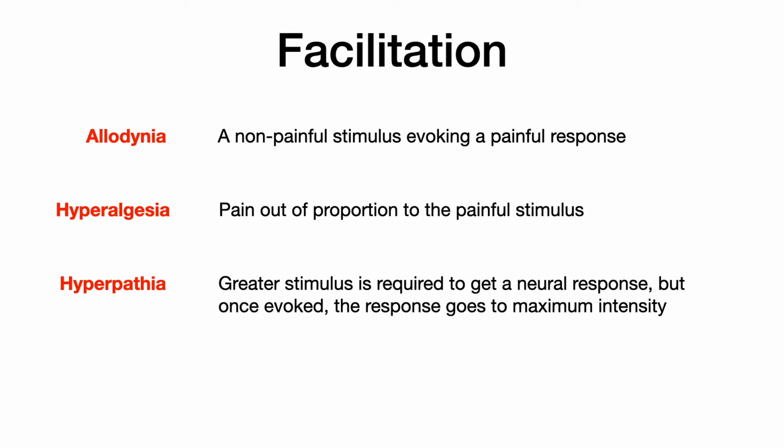So as you can see in this example, it took a while for you to have a response at all. But once you did, it went to maximum intensity right away. That's hyperpathia. These three terms, allodynia, hyperalgesia, and hyperpathia, are closely related to facilitation and are particularly high yield.